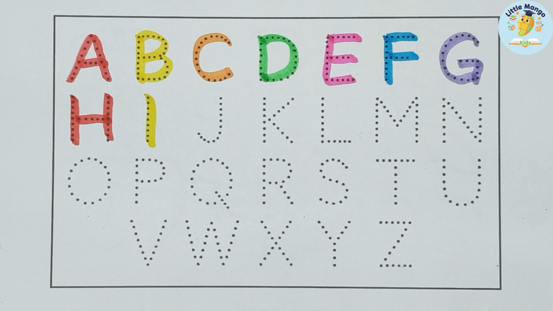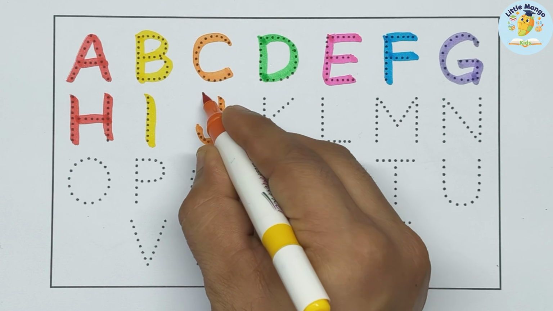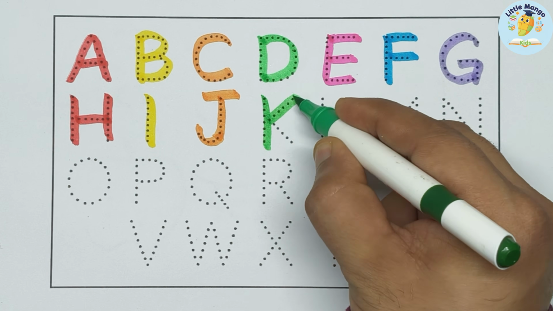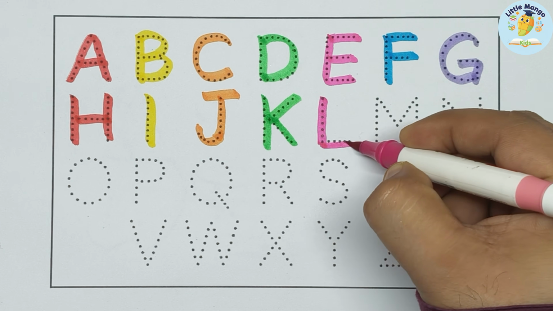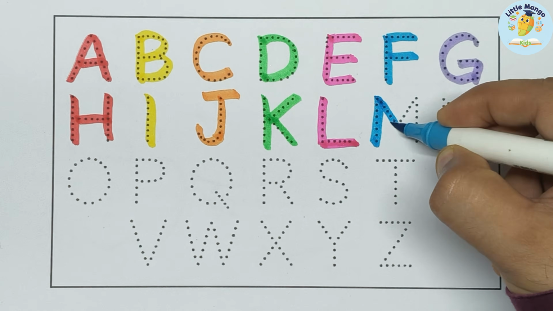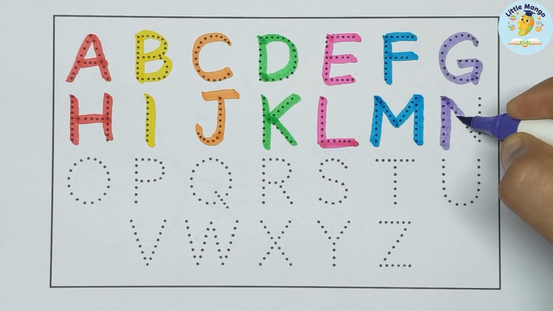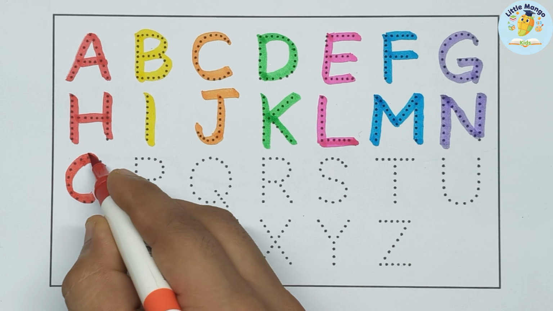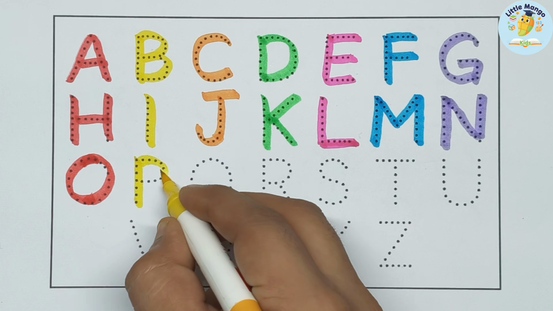I is for ice cream. J is for joker. K is for kite. L is for lion. M is for mango. N is for nose. O is for orange. P is for parrot.